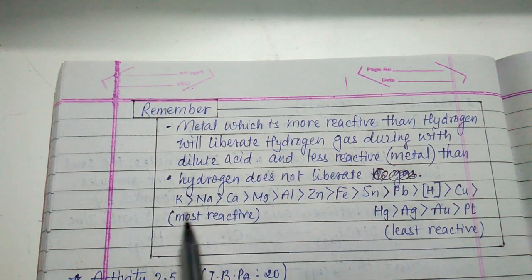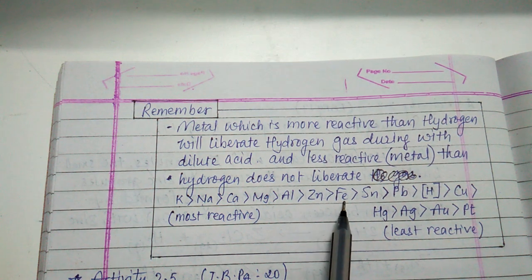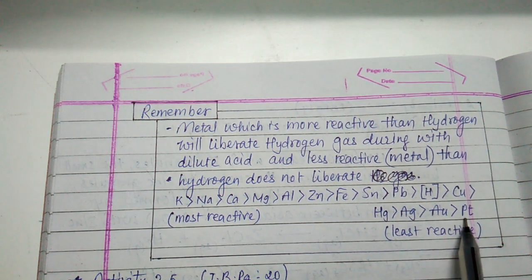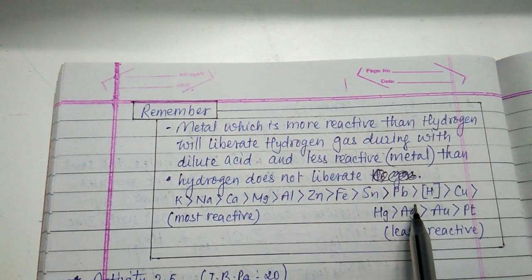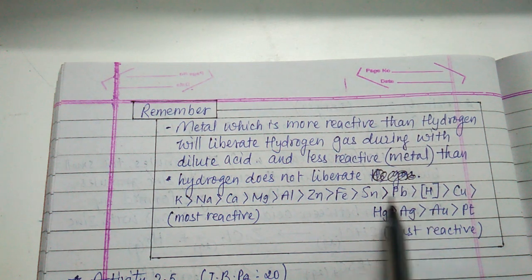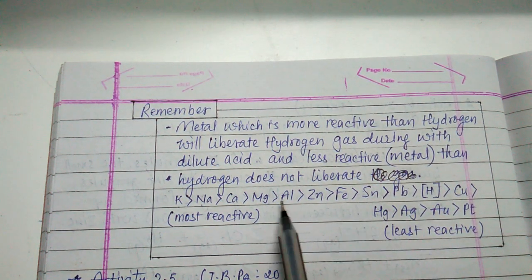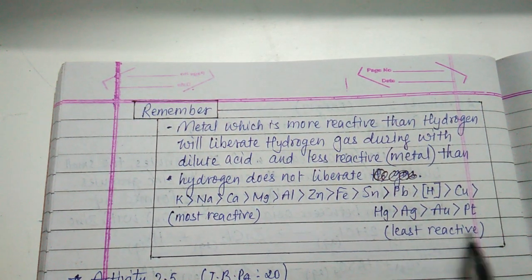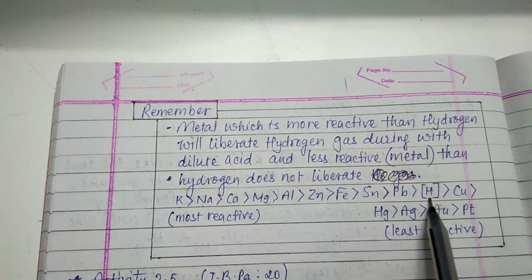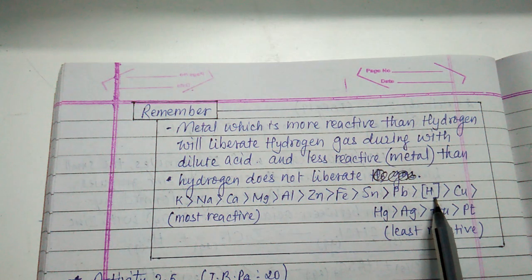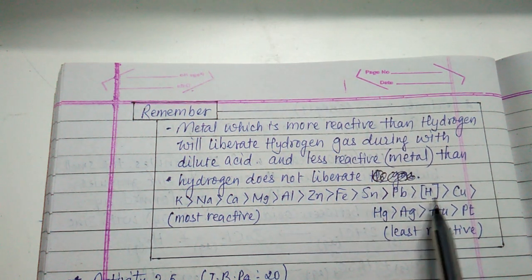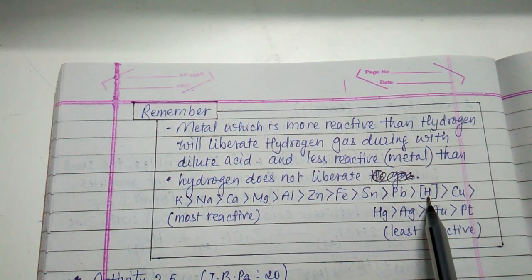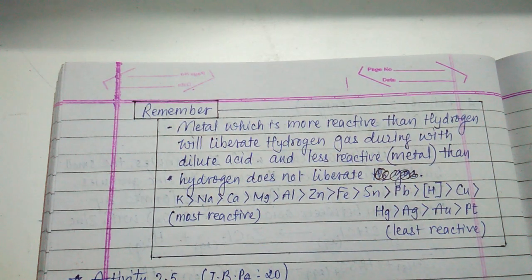So this is the reactivity series: potassium, sodium, calcium, magnesium, aluminum, zinc, iron, tin, lead, hydrogen, copper, mercury, silver, gold, and platinum. So hydrogen is here. Before hydrogen, all the metals are more reactive than hydrogen. Potassium is the most reactive metal, whereas platinum is the least reactive metal. More reactive metals displace hydrogen from the acid solution, but these metals, copper and mercury, do not displace hydrogen from the acid.